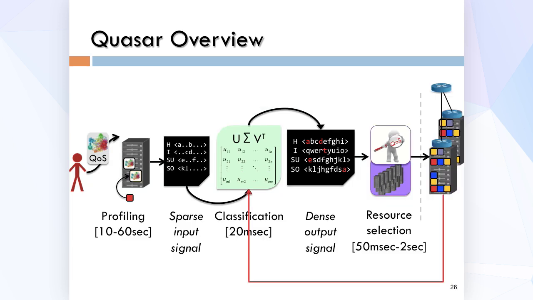So what I'm showing in this graph is the overhead that comes from each step of the cluster management process. And you can see that most of the overhead comes from profiling, so from obtaining this small sparse signal that we want for each new application. Now, if the applications submitted in the cluster are repeated, profiling does not need to happen online, it can happen offline. The real overhead that we're interested in is how much does the classification add.